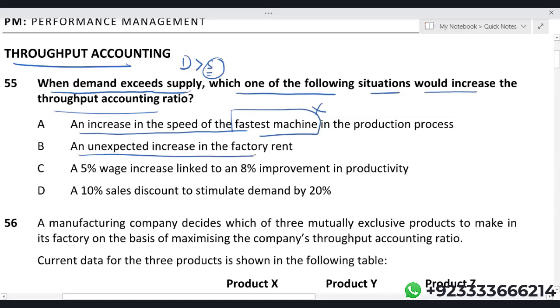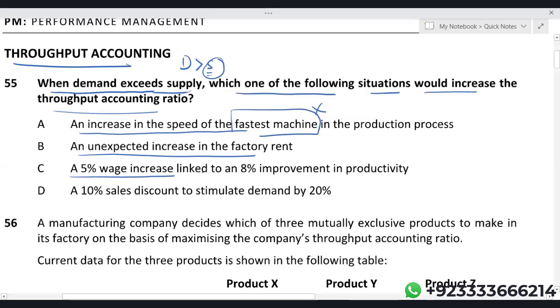An unexpected increase in the factory rent. If your factory rent increases, it means your fixed production overhead increases. So your throughput accounting ratio will not improve. It will further deteriorate.